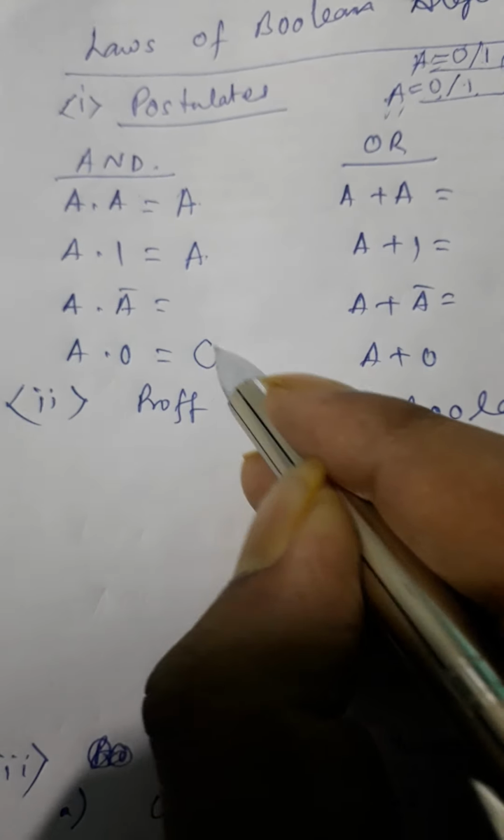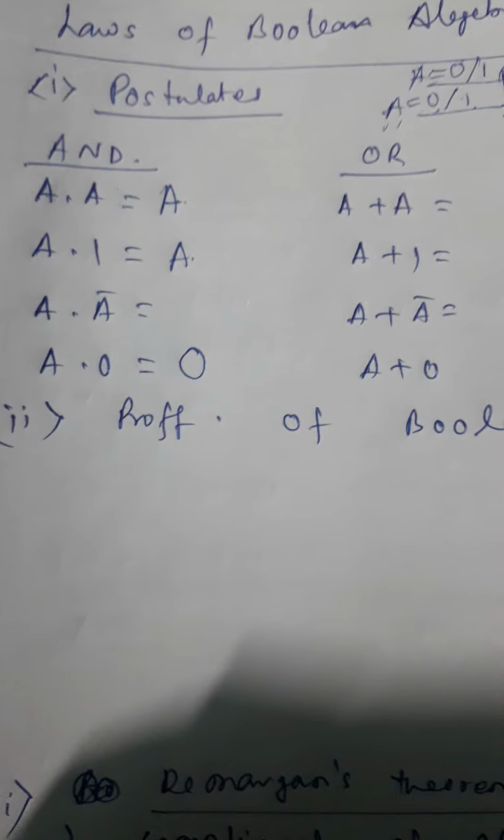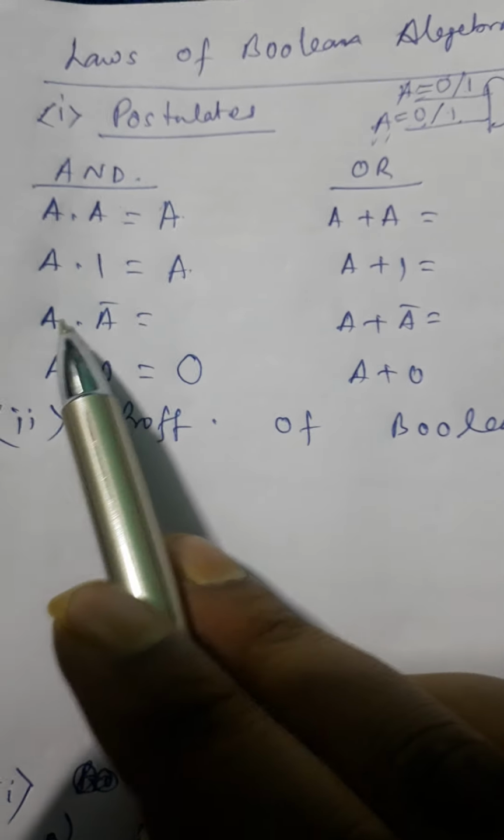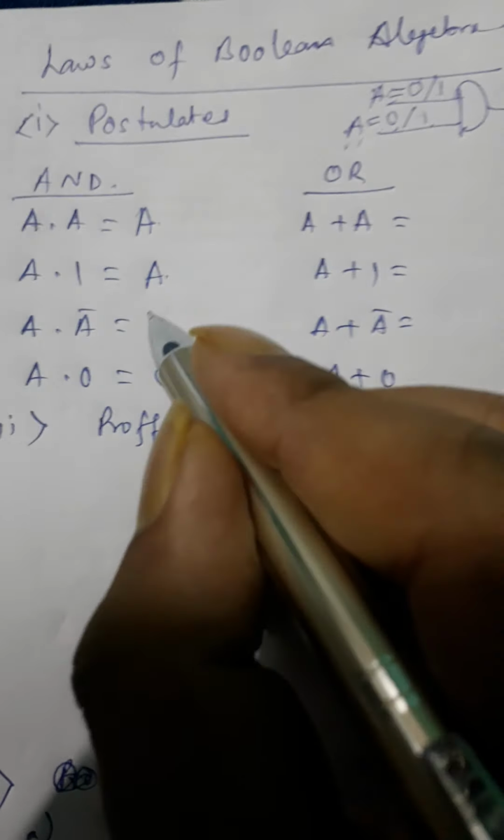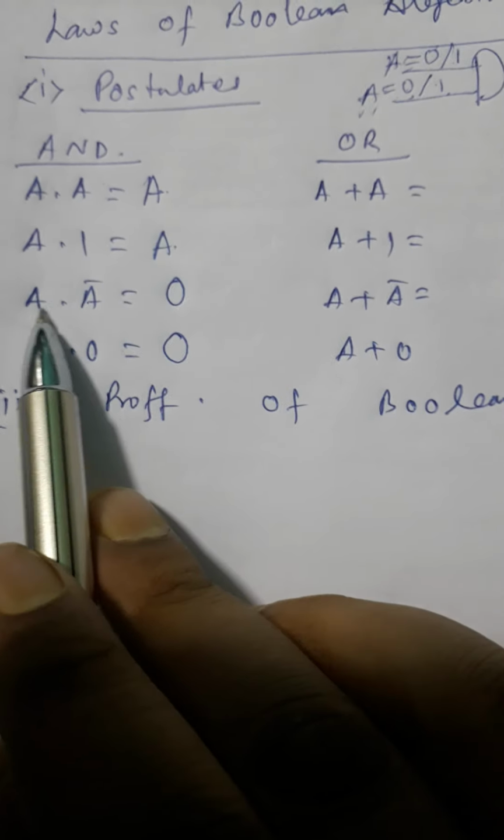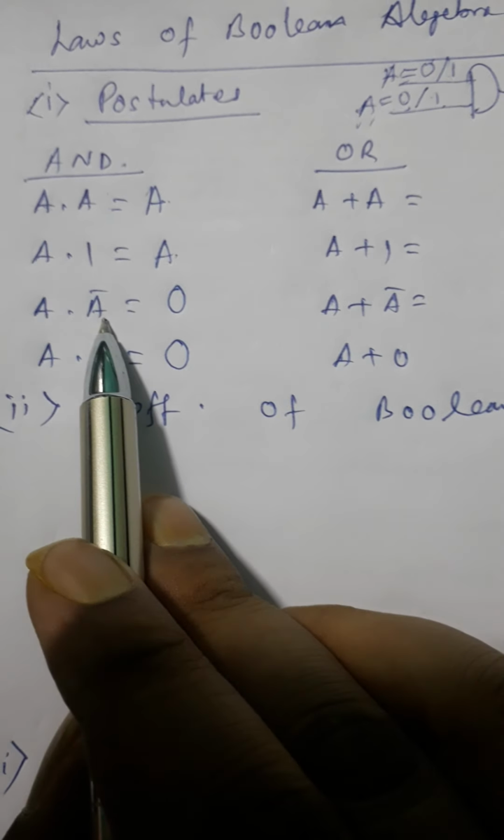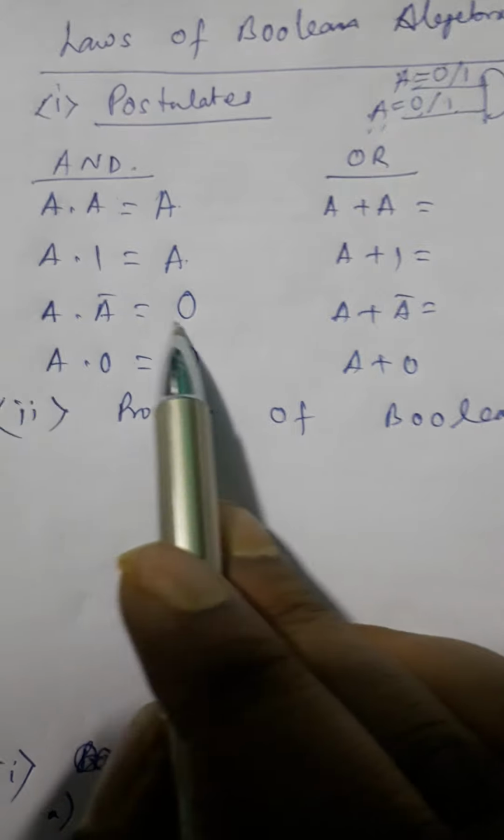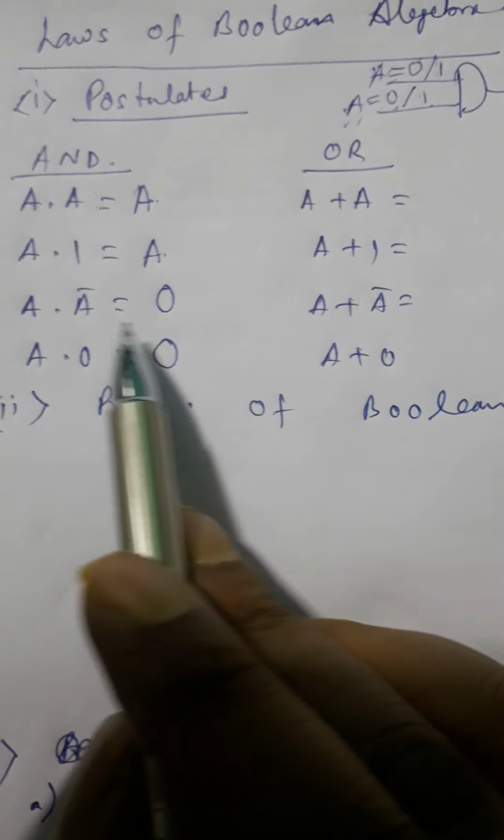Simple, isn't it? Now what is A dot 0? Obviously 0. Why? Because 1 0 makes 0 in case of AND gate. And what is A dot A complement? This is also 0. Because if A is 1, A complement is 0, then it will be 0. And if A is 0, then also it is 0.